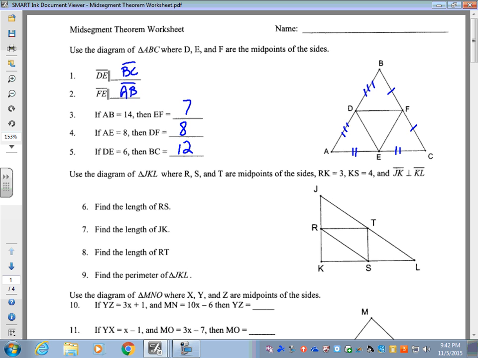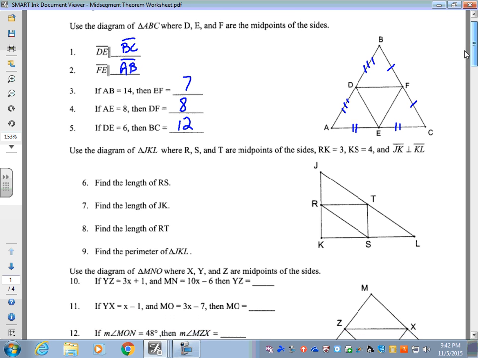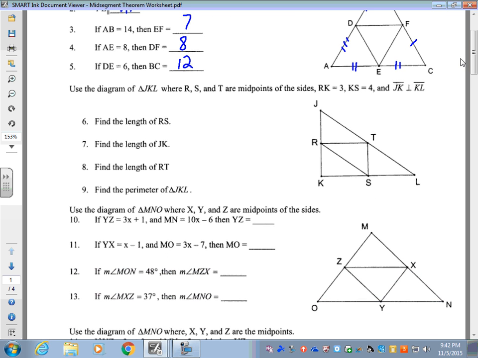Okay, we're going to do some problem solving here. So on the diagram, R, S, and T are midpoints. I'm going to do my tick marks to identify that. And it says that RK is 3, so I'm going to go ahead and label that. KS is 4. And JK and KL are perpendicular, so I'm going to put the box right there. And I'm hoping right now, automatically, we see this right triangle right there, and I can find that hypotenuse.